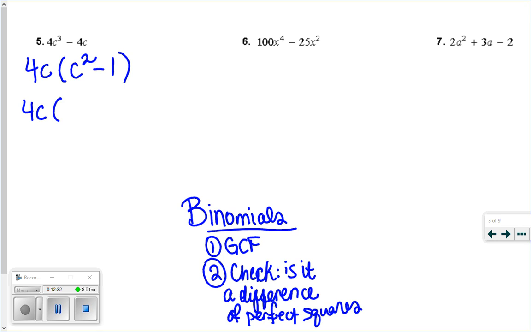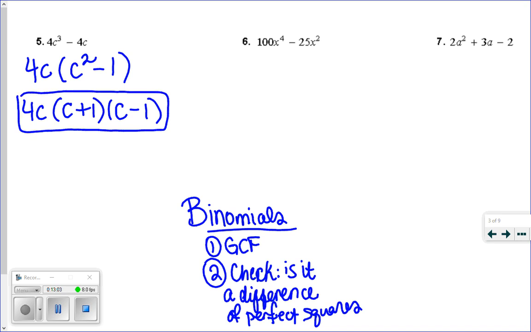C squared minus 1 factors into c plus 1, which are the square roots of those, and c minus 1, right? So the square root of c squared is c, and the square root of 1 is 1, and we get 1 is a sum and 1 is a difference. And then we look at that and say, okay, am I really done? Or is either one of those another difference of squares? That sometimes happens, hint, hint, right? Or is there a GCF that I forgot? But I think we're pretty safe here. C plus 1 and c minus 1. Neither of those are perfect squares. We are fully factored here.